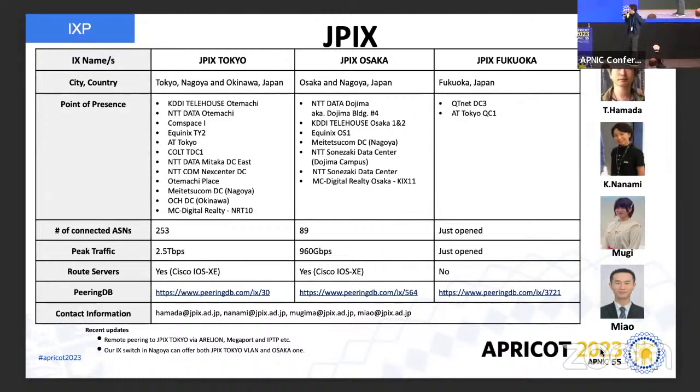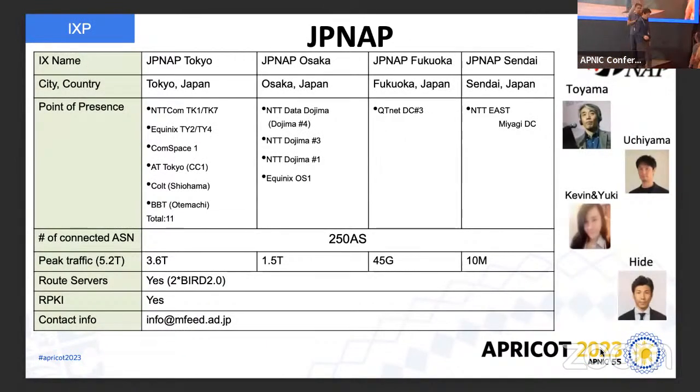As we see in this slide, we have POP data centers in Tokyo and Osaka. The new data centers are MC Digital Realty NRT 10 in Tokyo and MC Digital Realty KIX 11 in Osaka. So if you're interested in connecting to JPIX, please let me know. Thank you.